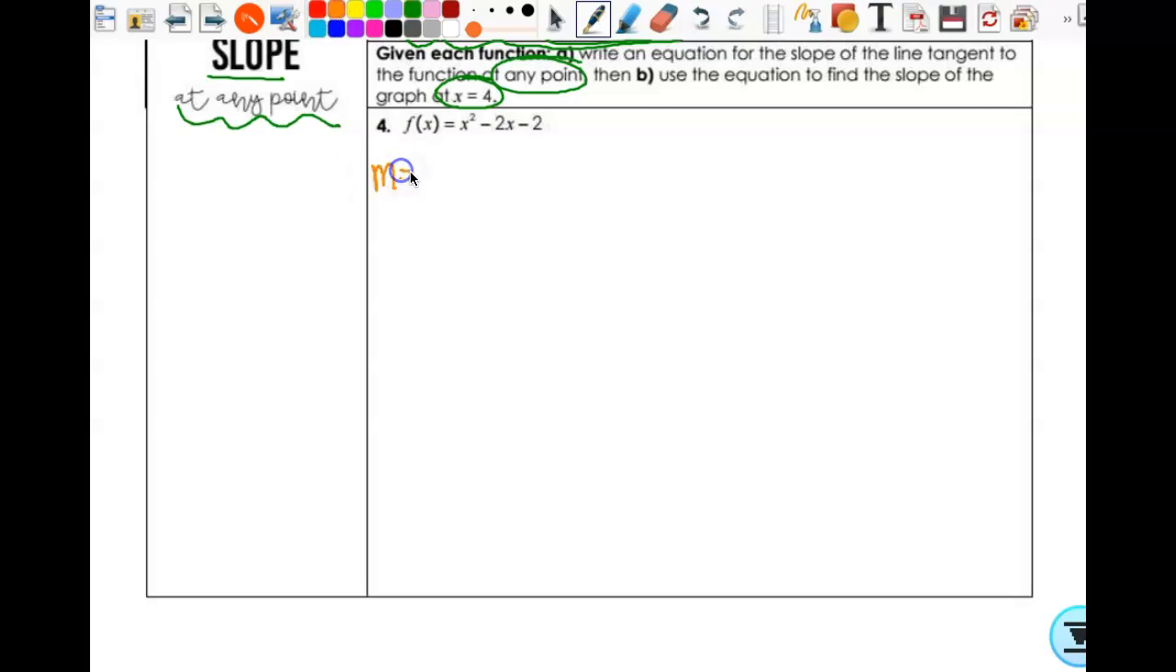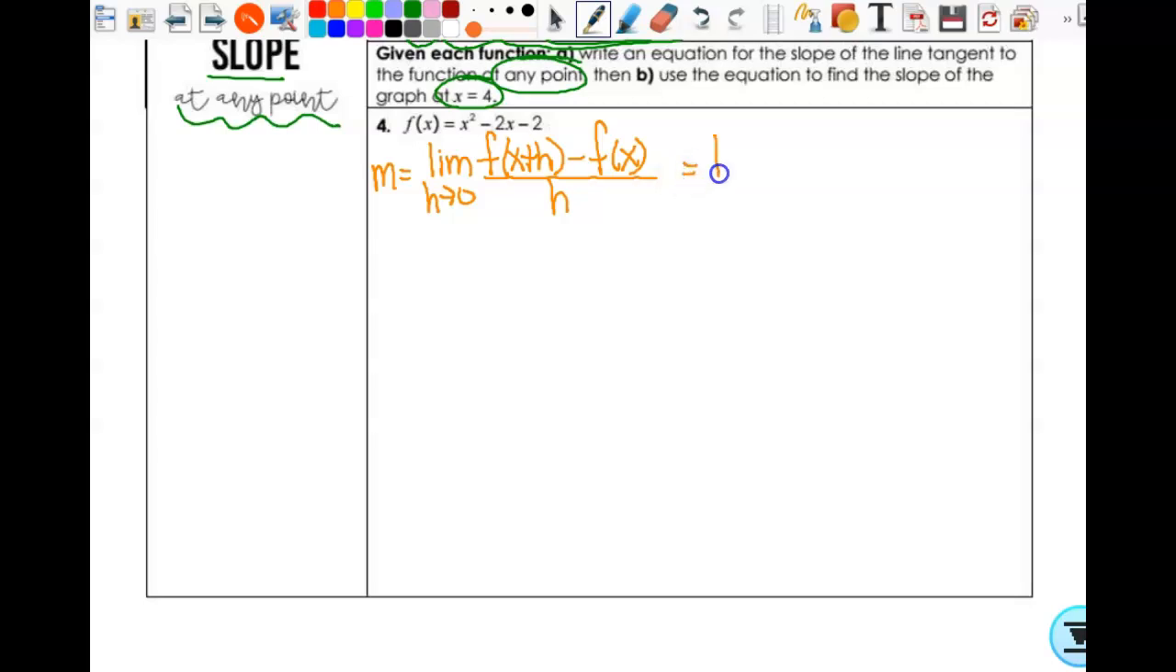The slope is equal to still the limit as h approaches 0 of f of x plus h minus f of x all over h. So we're using x instead of a number, and we do the same sort of thing.